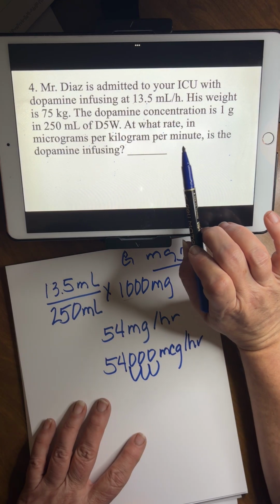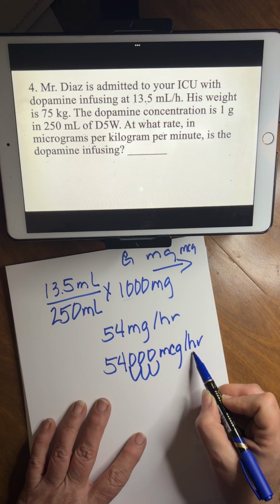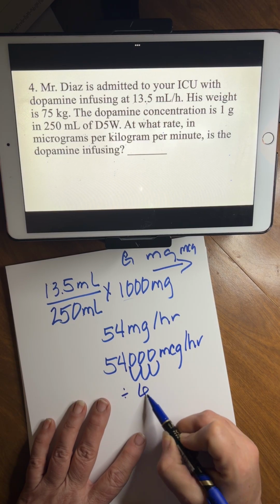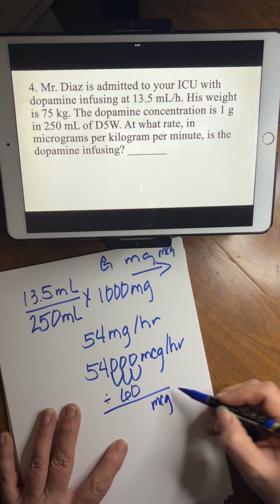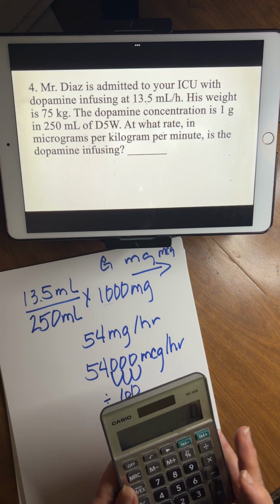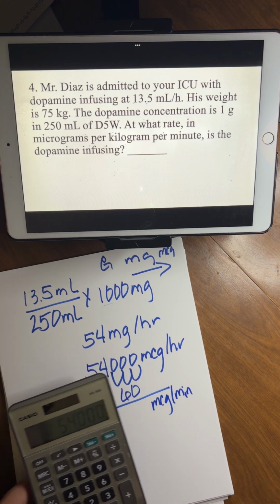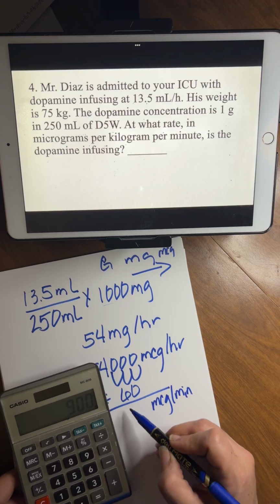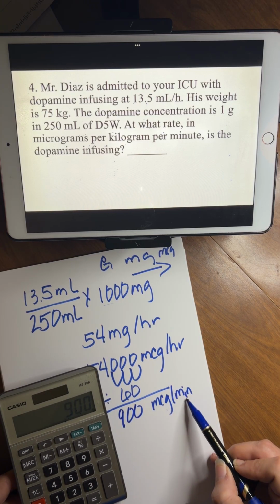And Ethel wanting it per minute. So what do you reckon we're going to do? Yes, that's right. Look at you. Brilliant. We're dividing by 60 to find the micrograms per minute. So come on, let's do it. 5,400 divided by 60 is going to be 900 micrograms per minute.